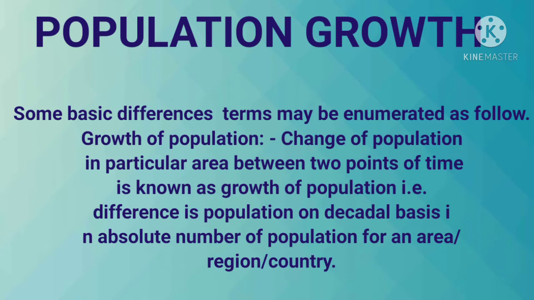So in the basic terms of population geography, first is growth of population. It's the change in population in a given area between 2 points of time. Here, the area which has a different population at 2 times, meaning the population has changed, is known as the population growth, and it can be negative or positive.